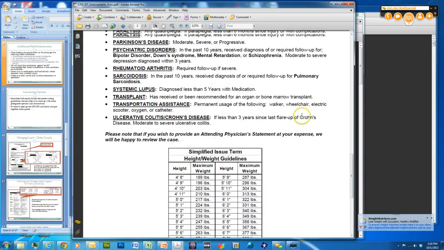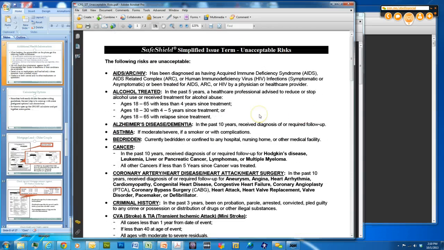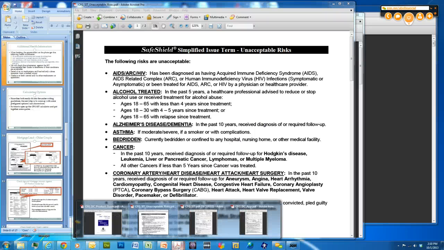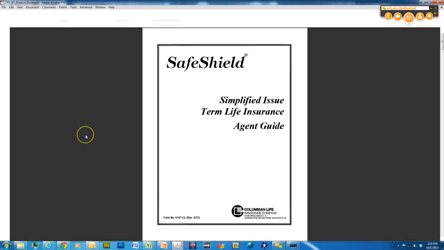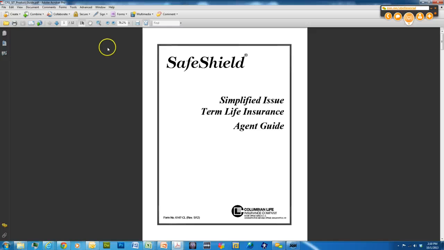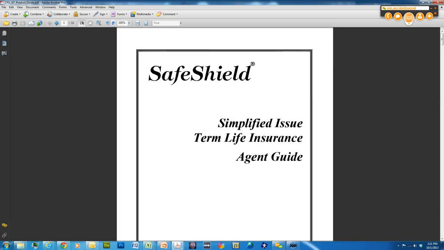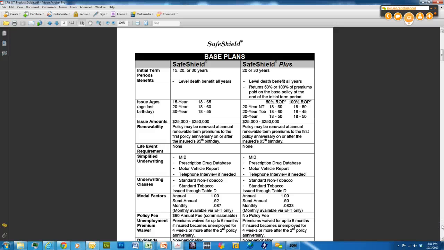Okay, so this is the unacceptable risk guide that you're going to need to determine if a client can get into it. Then the other document that's a good document for you to have is the Safe Shield term insurance guide. These are all on the website, and this gives you more of the parameters, sort of like the rule book for a game. You can see here I blew that up for you on the issue ages. It's got everything here all listed out that you can look up.